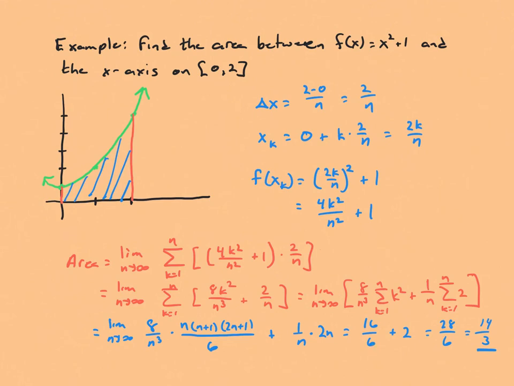This one, the n's will cancel each other out. So this piece right there is just going to be 2. So I get 16 over 6 plus 2. If I get the common denominator, 16 over 6 plus 12 over 6, that gives me 28 over 6. And 28 over 6 reduces to 14 over 3.